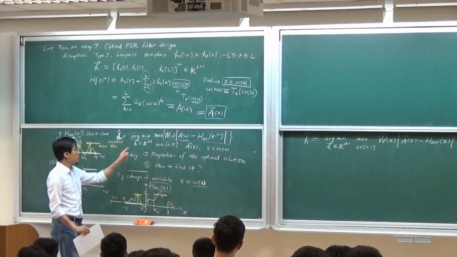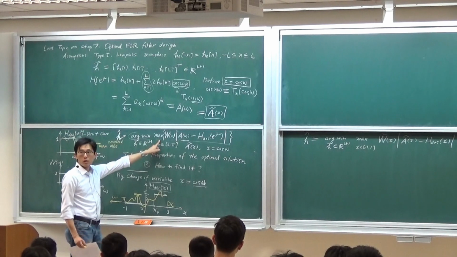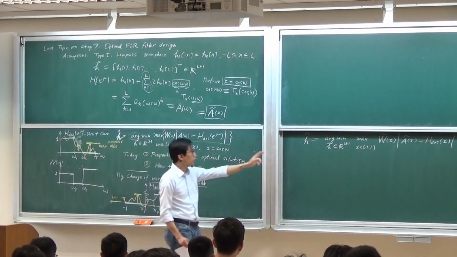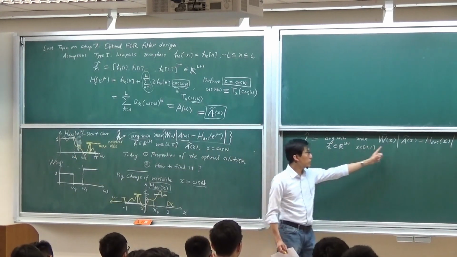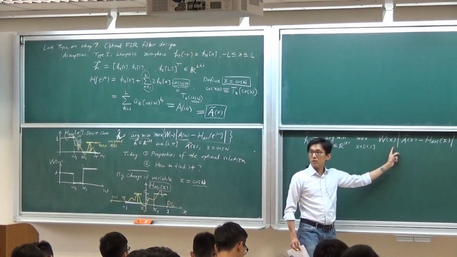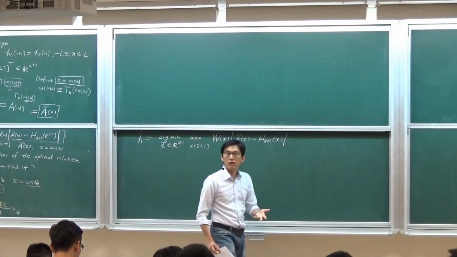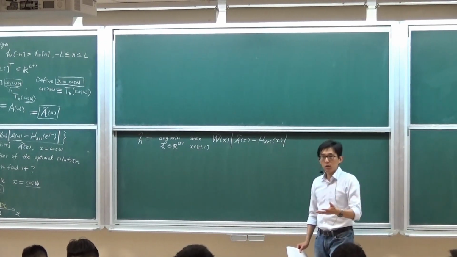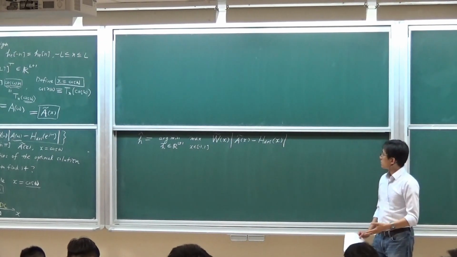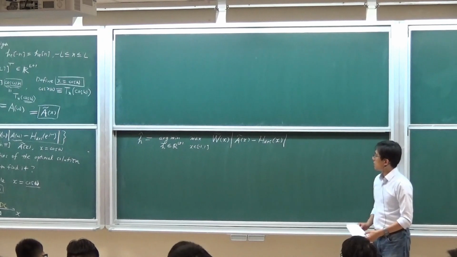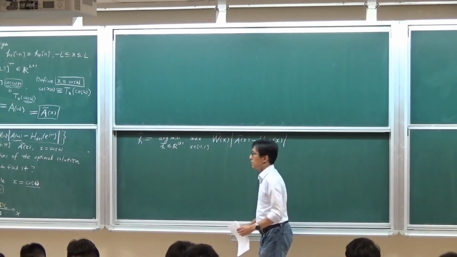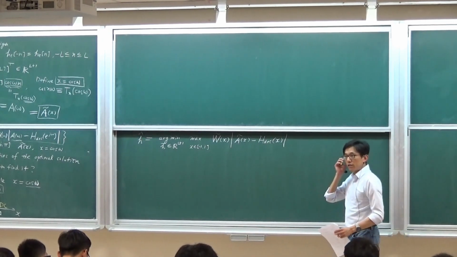Therefore, the optimal solution that minimizes this in the omega domain can be the same optimal filter that minimizes the error in the x domain, because x is merely the change of variable. Does everybody understand? Can we continue?